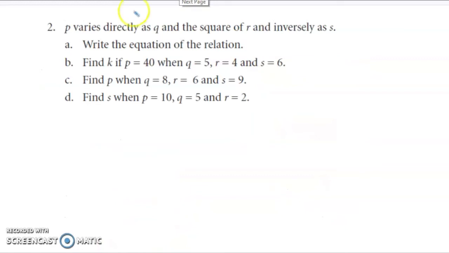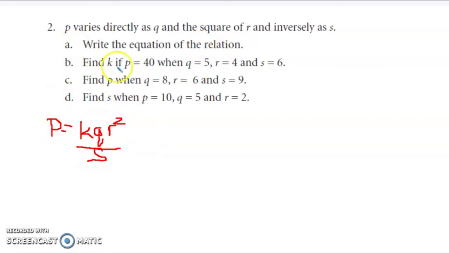P varies directly as Q and the square of R and inversely as S. So let me write the equation. P is equal to K, because it varies directly as Q and the square of R, so R squared, and inversely as S. Okay. So on A, we are asked to write the equation of the relation. So this is your equation.